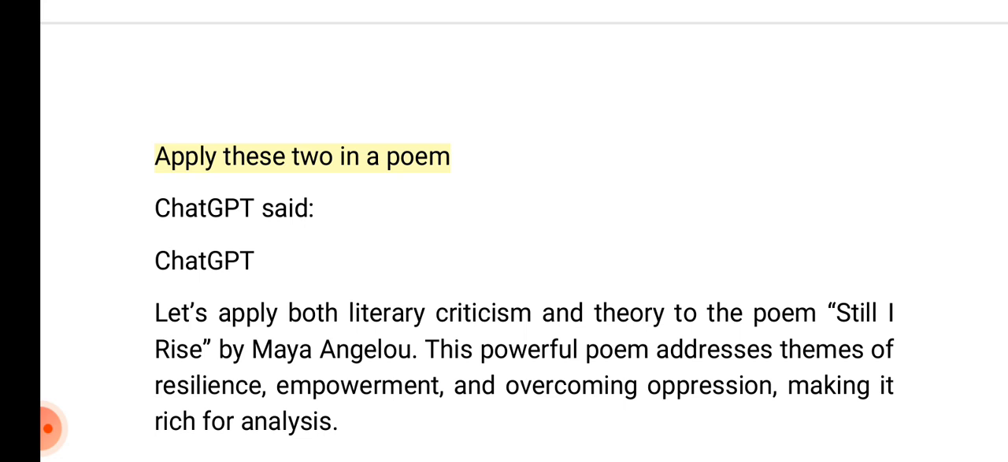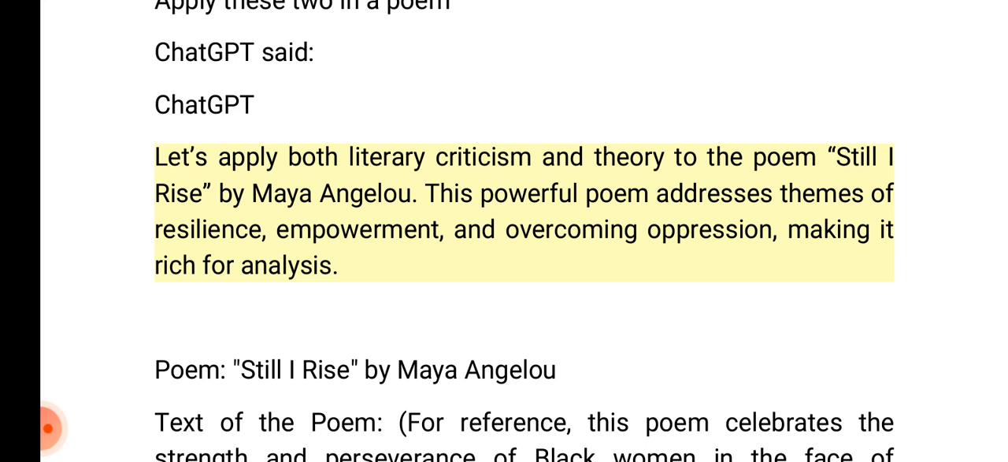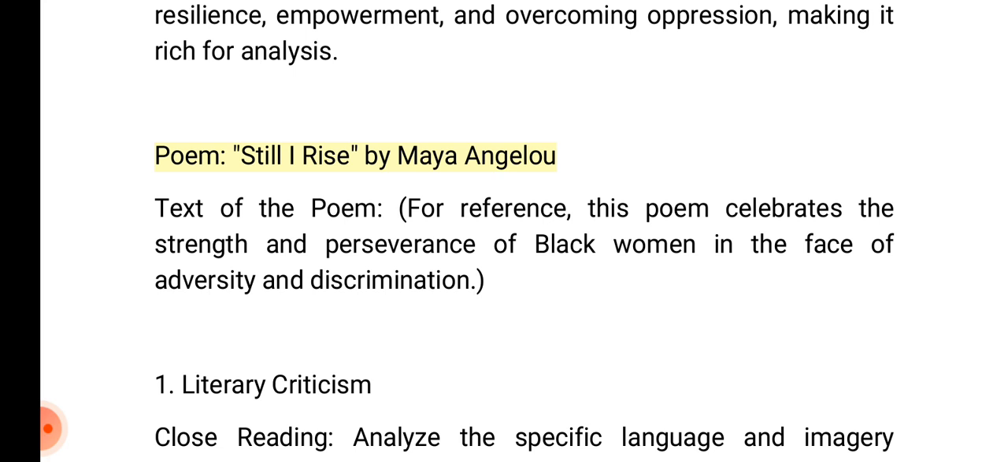You said. Apply these two in a poem. ChatGPT said. ChatGPT. Let's apply both literary criticism and theory to the poem, Still I Rise, by Maya Angelou. This powerful poem addresses themes of resilience, empowerment, and overcoming oppression, making it rich for analysis. Poem, Still I Rise, by Maya Angelou. Text of the poem. For reference, this poem celebrates the strength and perseverance of Black women in the face of adversity and discrimination.